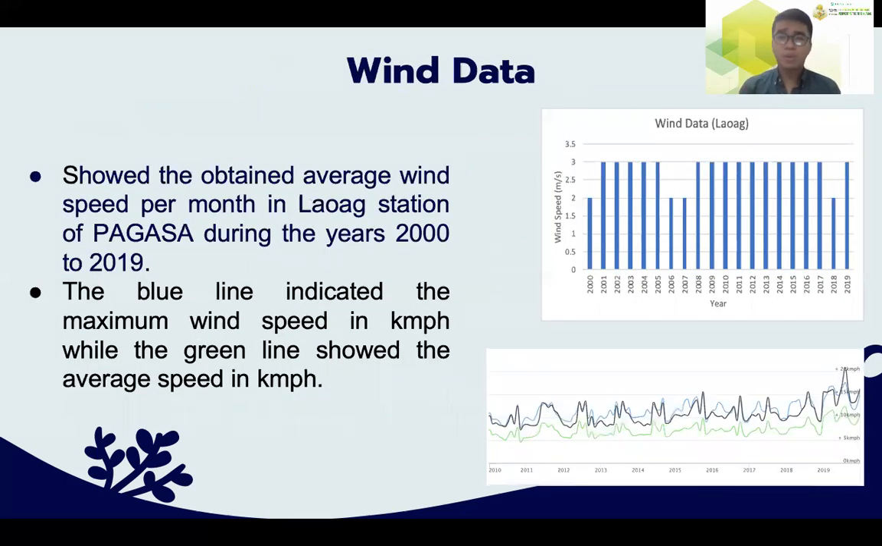With our methodology, we checked the environmental factors which could affect coastal erosion. One environmental factor is wind data. We got the average wind speed per month in the Laoag Station of Pag-asa during the years 2000 to 2019, as indicated in the picture on the right, with a wind speed nearing 3 meters per second most of the time. The blue line indicates the maximum wind speed in kilometers per hour, while the green line shows the average wind speed in kilometers per hour, which is shown in the table on the figure below.